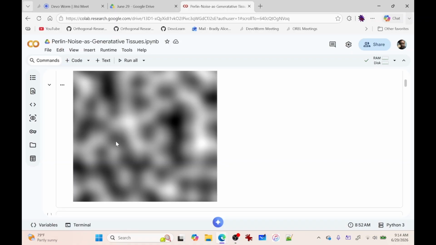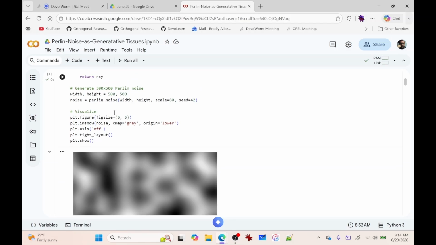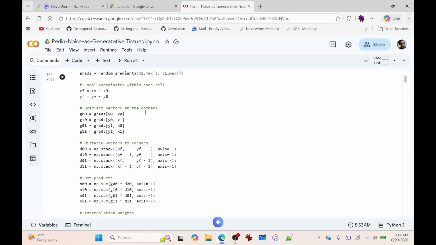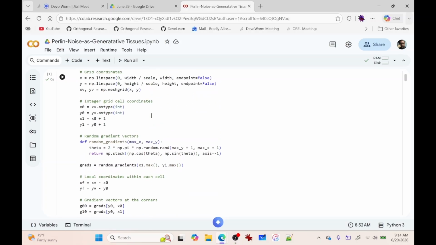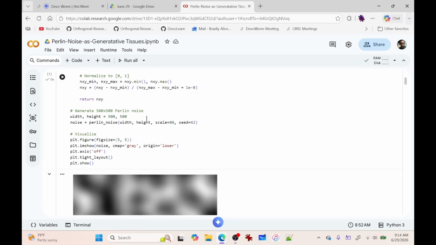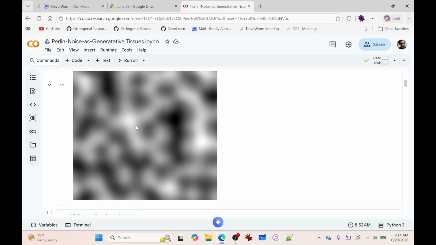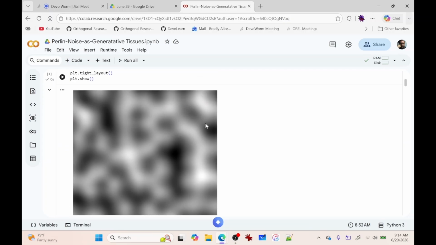This is very blurry. I can play with some of these parameters up here. I'm not going to do that now because I don't want to waste too much time on this. But basically, you can change the parameters. You can tighten up the field of noise. You can make it blurry. You can make it more sharp. You can do all sorts of things to the noise.